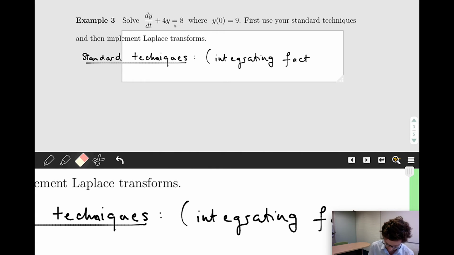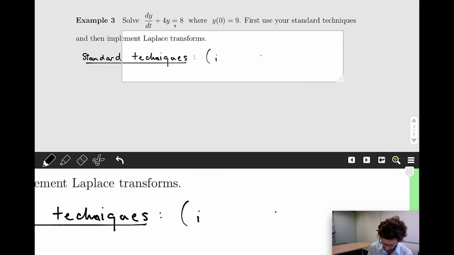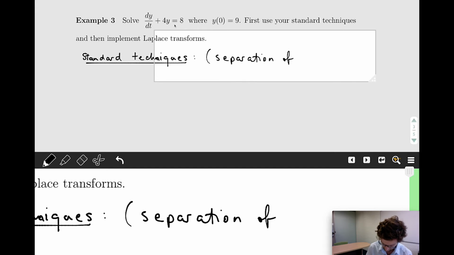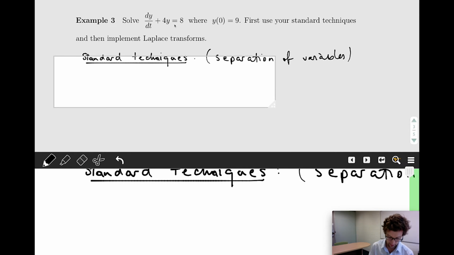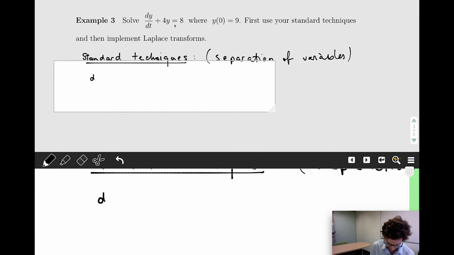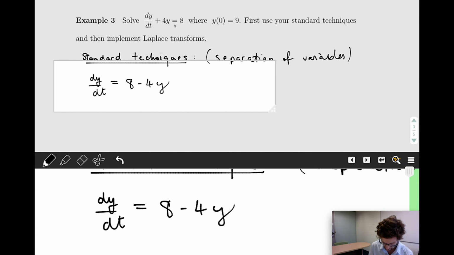In fact, this is even faster if I use the separation of variables method. You can certainly use the integrating factor method, but we'll save ourselves a little bit of work here. So if you recall, the method of separation of variables just involves taking our differential equation. Let's move that 4y to the right-hand side.